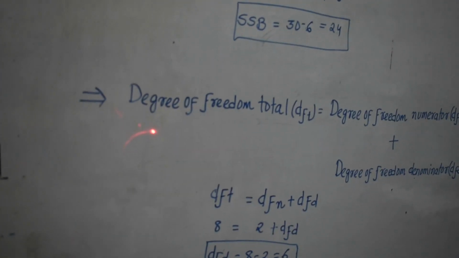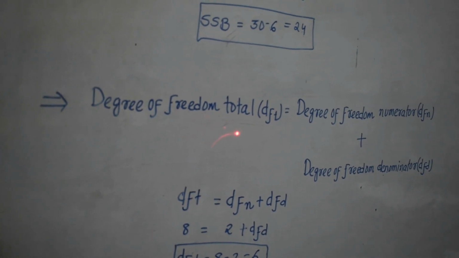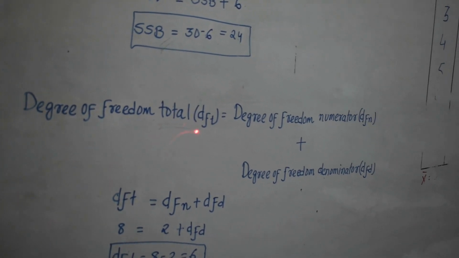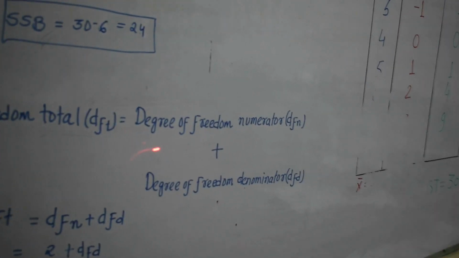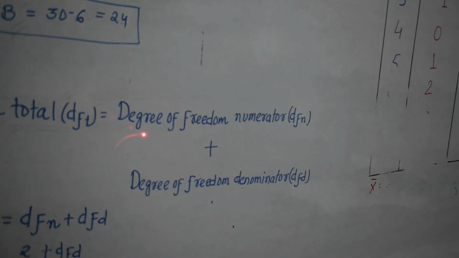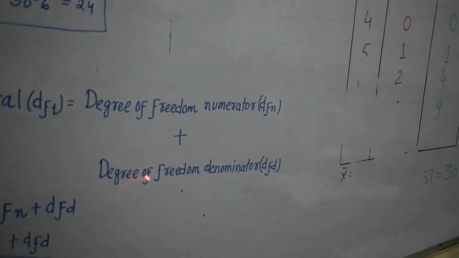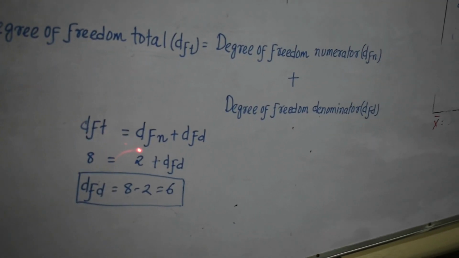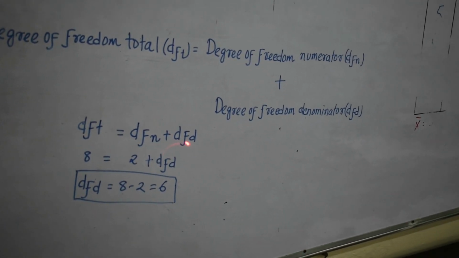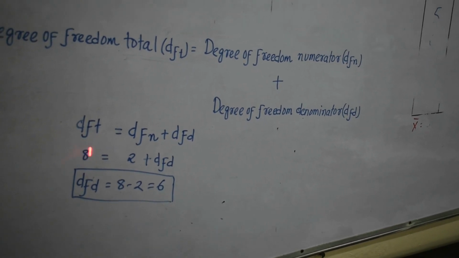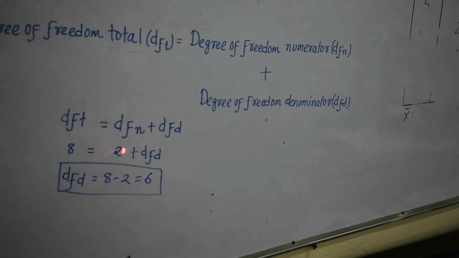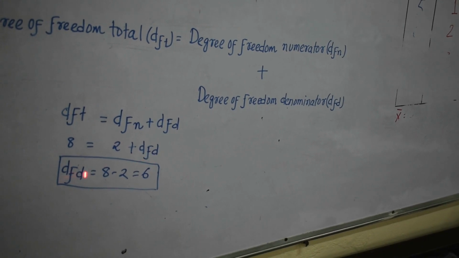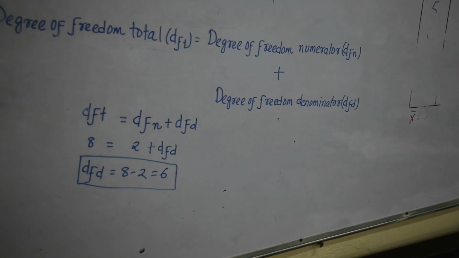Now regarding the degrees of freedom, I have already told you the total degree of freedom will be the number of observations minus 1. So there were 9 students. 9 minus 1 will be 8. This degree of freedom total will be equal to degree of freedom of numerator plus degree of freedom of denominator. I have written this as small dft is equal to dfn plus dfd. Now total degree of freedom is 8, and degree of freedom for numerator, that is number of groups minus 1, is 2. So similarly we can find degree of freedom of denominator will be 8 minus 2, which is equal to 6.